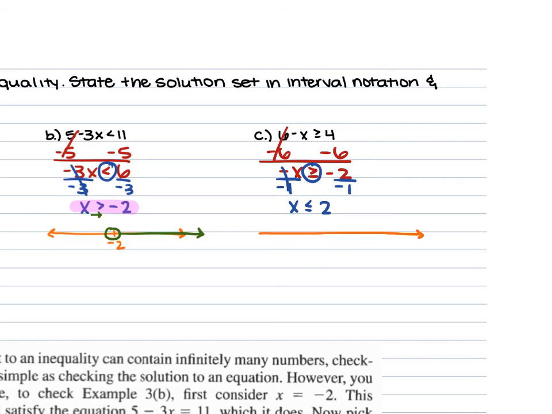On our number line, we find the 2. Because this is equal to, we put a closed circle on the 2. Our sign points to the left when x comes first, so our line's going to run to the left.